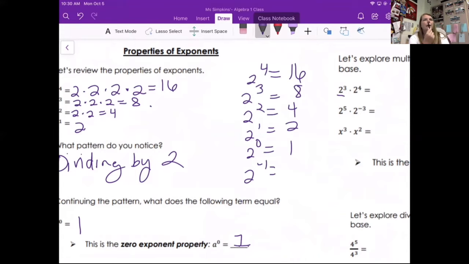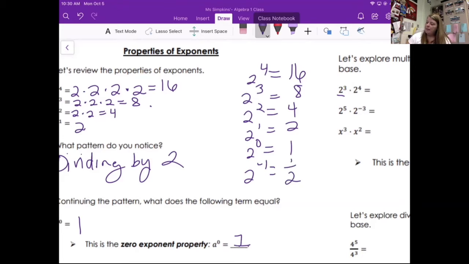Keep the pattern going. Oh, keep the pattern going. 2. So we're dividing by 2 still. Yeah, 0.5, but I speak in fractions. So what would that be as a fraction? 1/2.